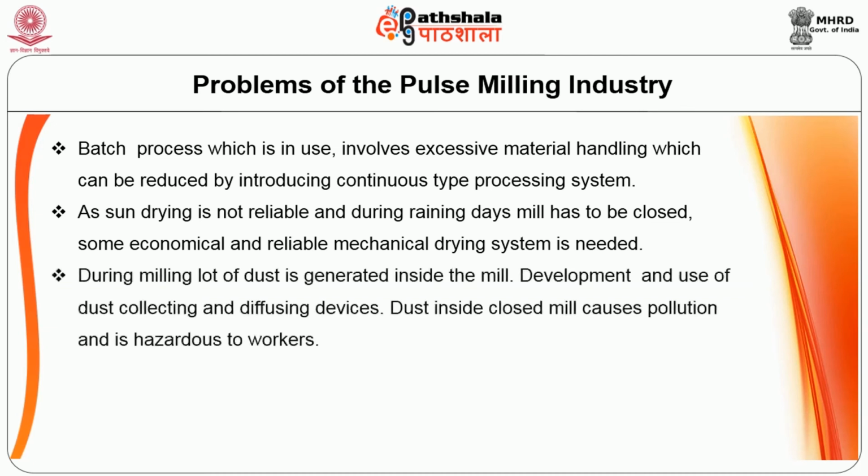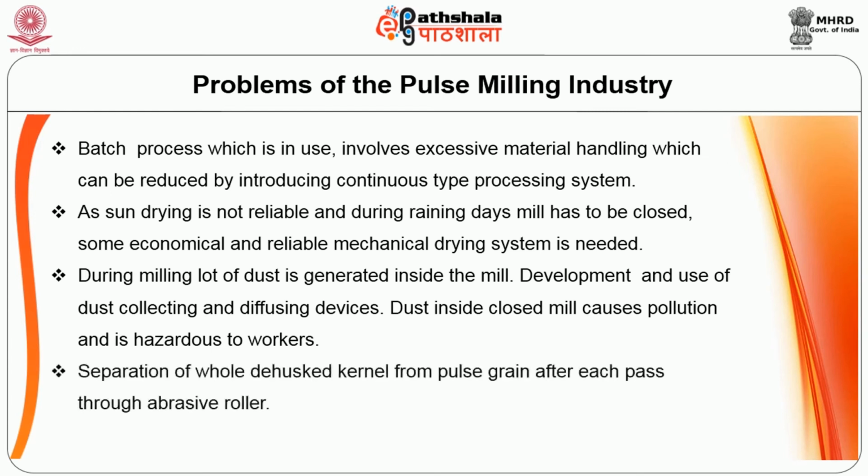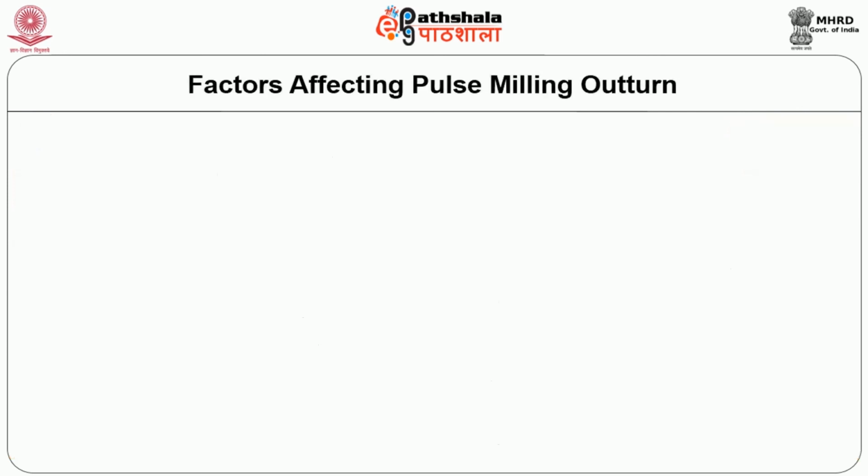The next is, during milling a lot of dust is generated inside the mill. Development and use of dust collecting and diffusing devices is needed. Dust inside a closed mill causes pollution and is hazardous to workers. The next is separation of whole dehusked kernel from pulse grain after each pass through the abrasive roller. Non-standardization of milling process and equipment. Factors affecting pulse milling outturn.